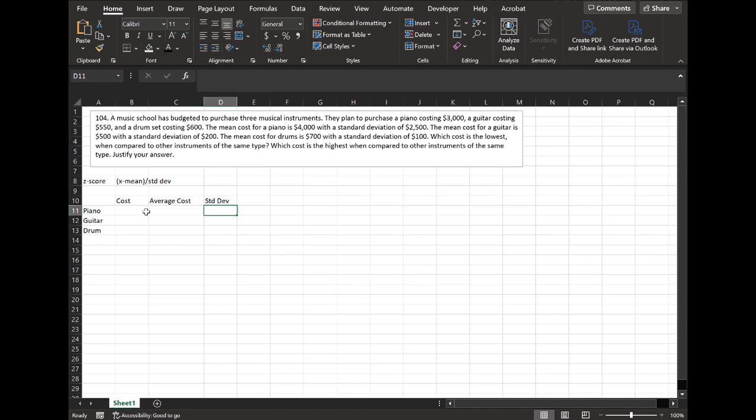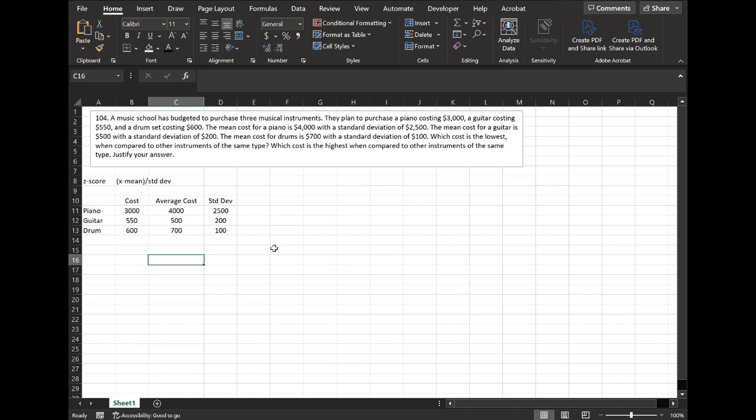Okay, so let's reorganize all this information. The piano cost $3,000, the guitar was $550, and the drum was $600. The average cost of a piano was $4,000 with a standard deviation of $2,500. The average cost for a guitar was $500 with a standard deviation of $200, and the mean cost of the drums is $700 with a standard deviation of $100. Let me just center all this because I'd like it to look nice.